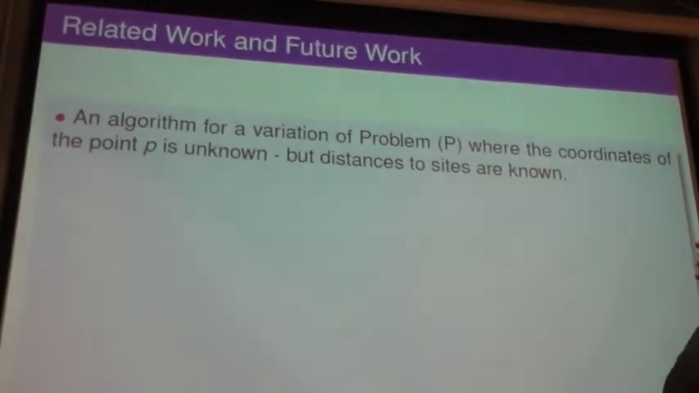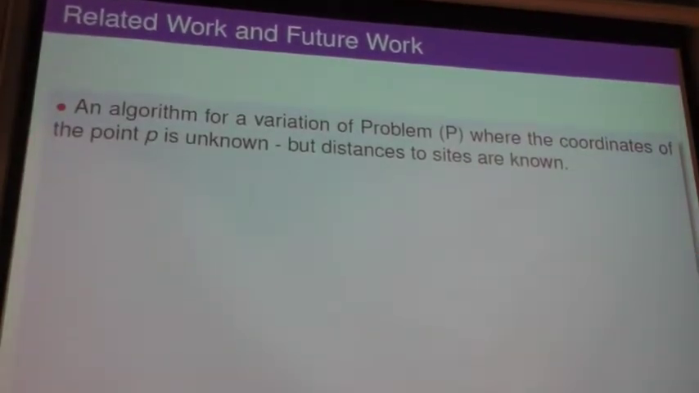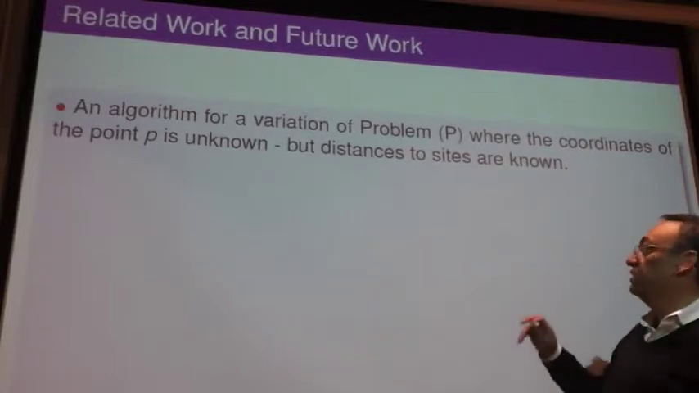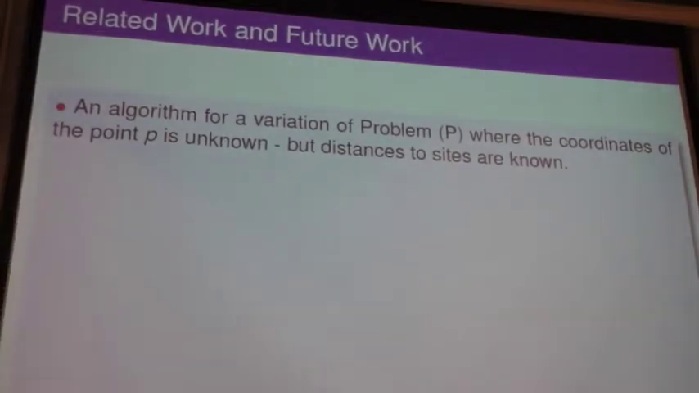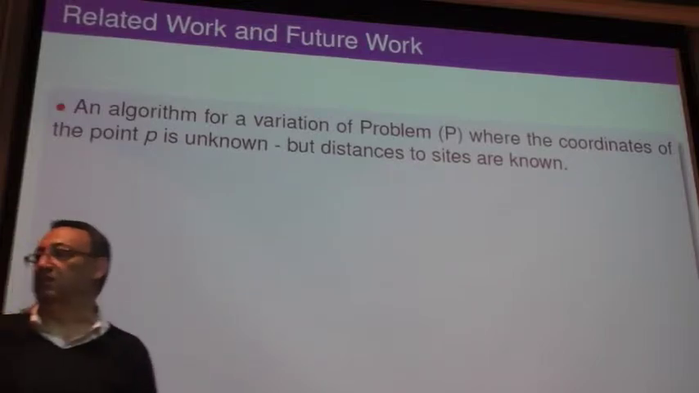Related work and future work: an algorithm for a variation of problem P where the coordinates of the point P are unknown, but the distances are given. So imagine you have a system Ax equals b, and you don't know b, but you know the distance from b to the columns of A. This may happen, for instance, if A is an orthogonal matrix, then we know the distances.